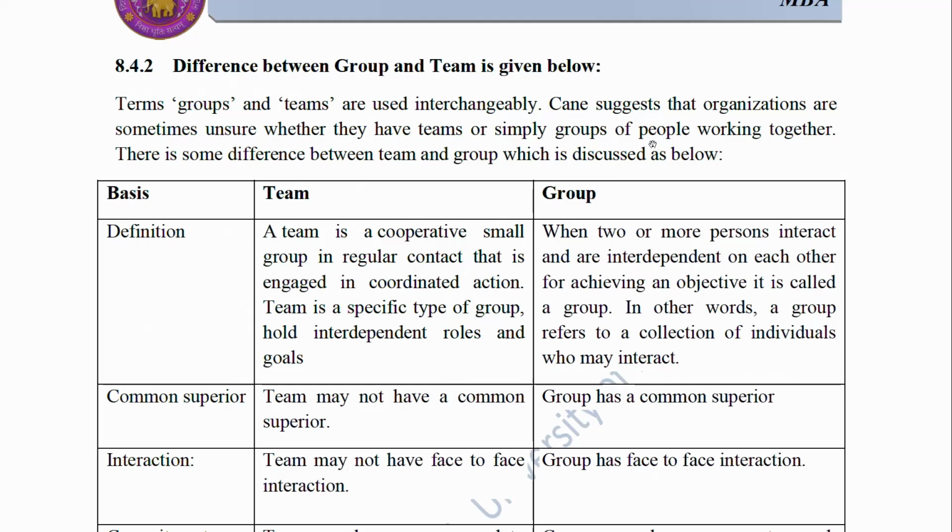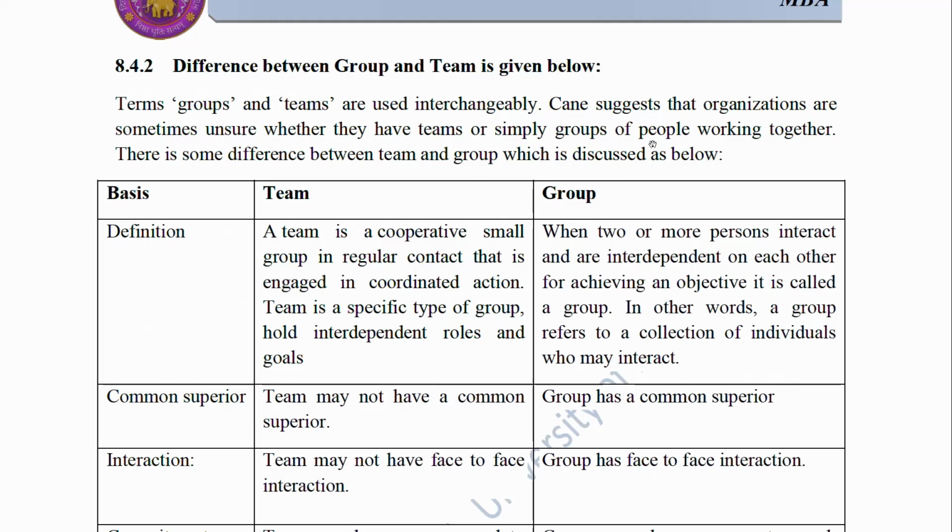First, on the basis of definition, a team is a cooperative, small group in regular contact that is engaged in coordinated action. Team is a specific type of group, holding interdependent roles and goals. Whereas, when two or more persons interact and are interdependent on each other for achieving an objective, it is called a group. In other words, a group refers to a collection of individuals who may interact. Second, on the basis of common superior. Teams may not have a common superior, whereas group has a common superior.